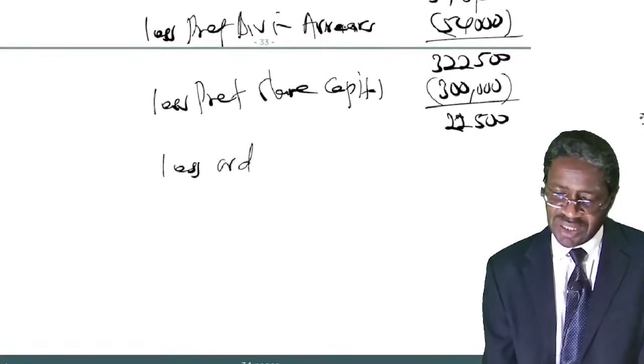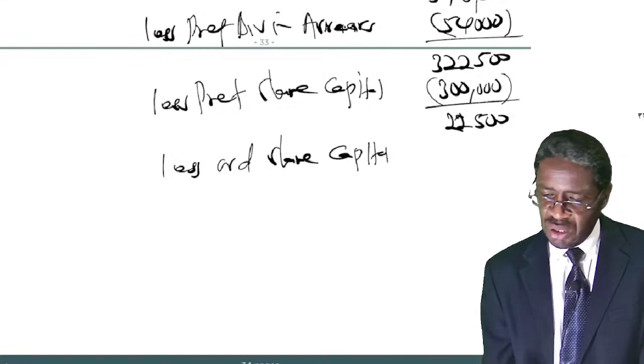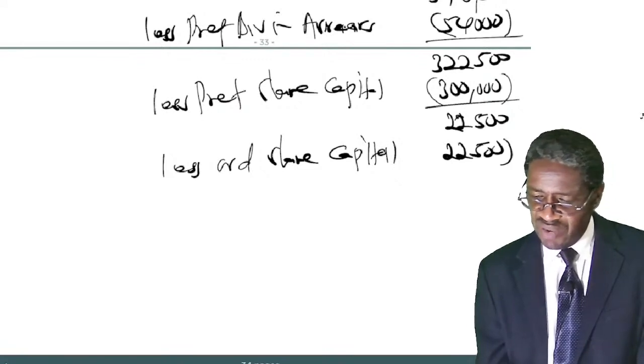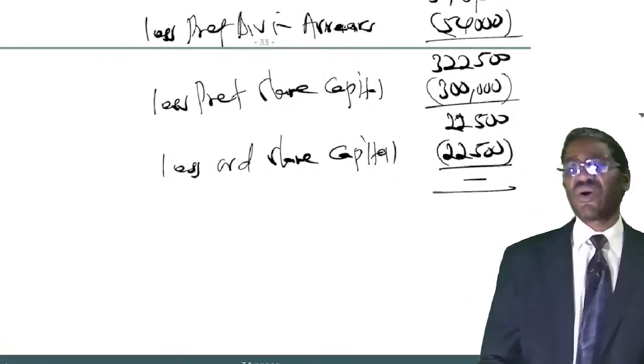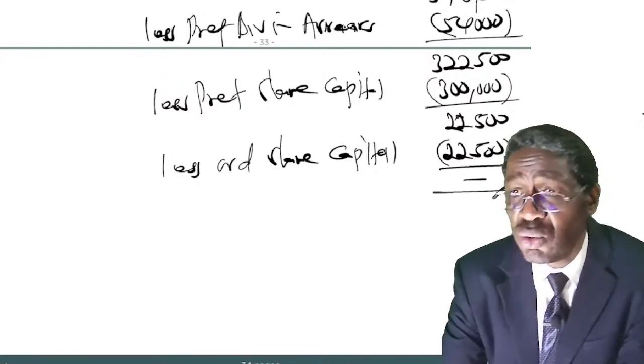So we come and say less ordinary share capital. All that remains is theirs. That is 22,500, so that we are left with nothing. But the question is, have they been paid enough? That's the question we want to confirm.